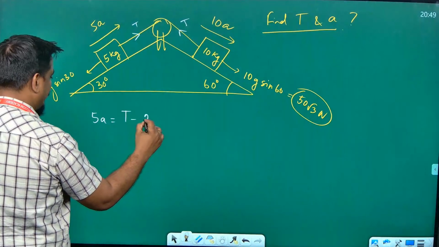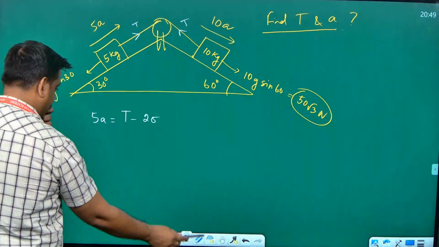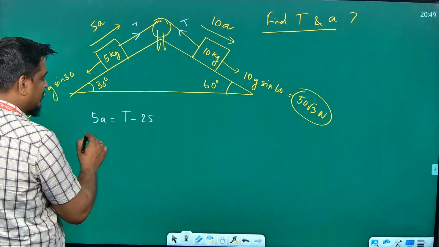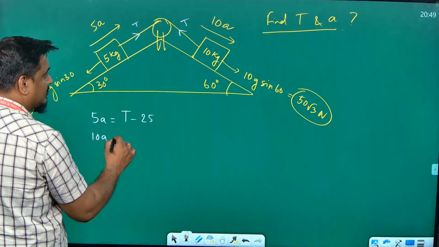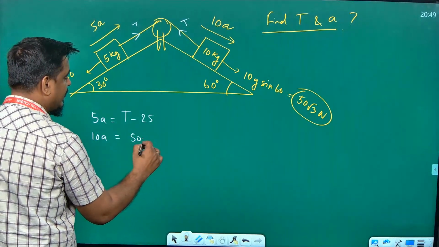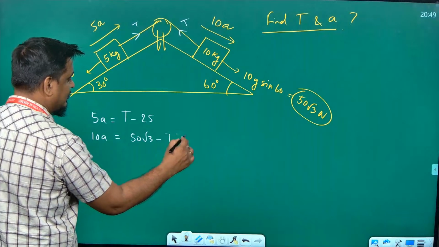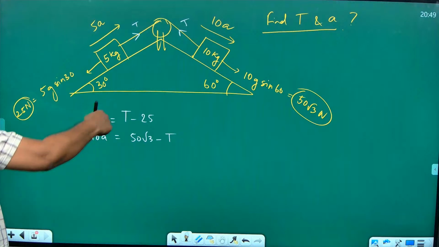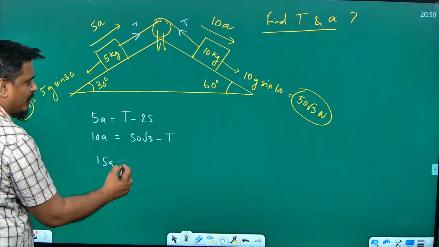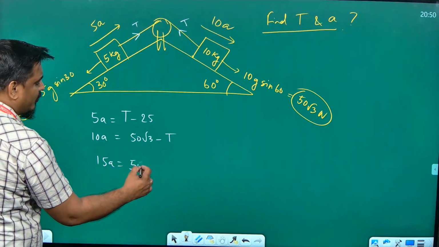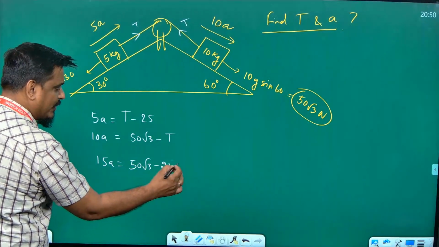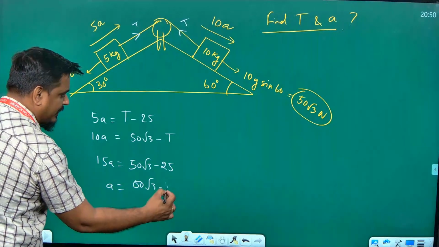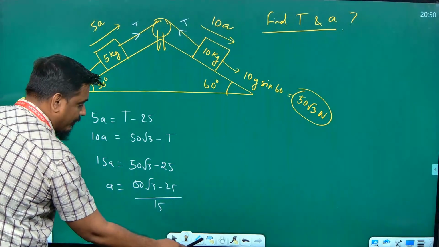That is 25, directly you write. Why waste time? I found this value, no? And the second equation will become 10a is equal to what? 50 root 3 minus T, isn't it? Now see, it becomes very simple after that. Add both, T will get cancelled, 15a will become equal to 50 root 3 minus 25. Solve this, a will become equal to (50 root 3 minus 25) divided by 15. When you solve, you will get the answer.